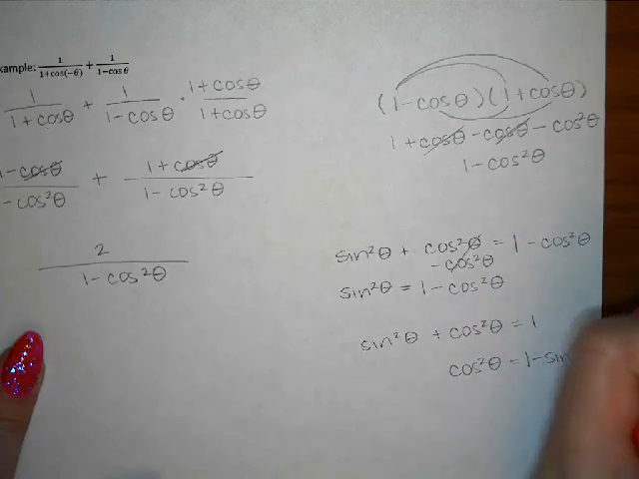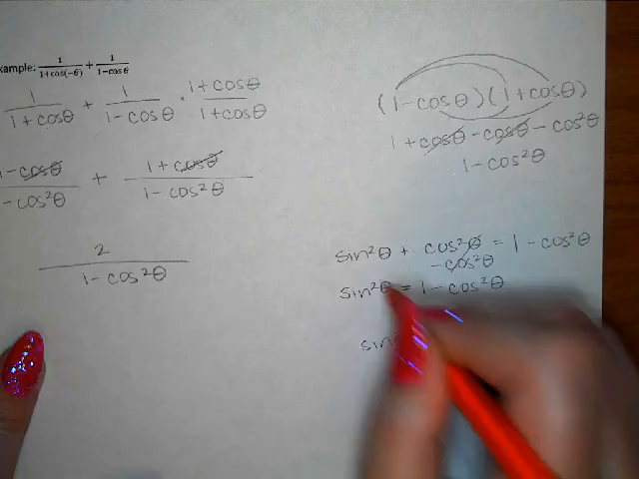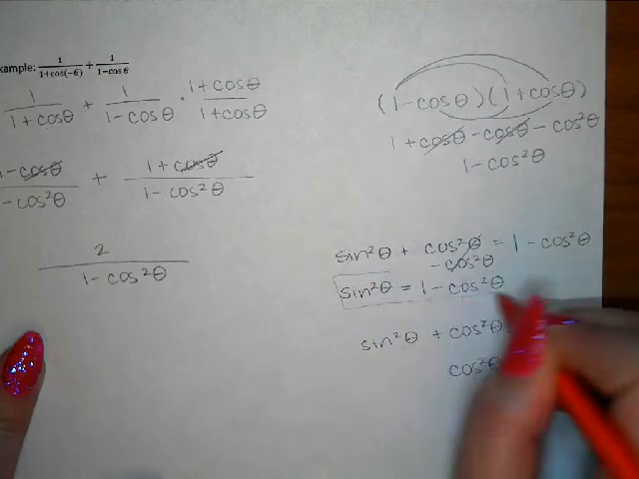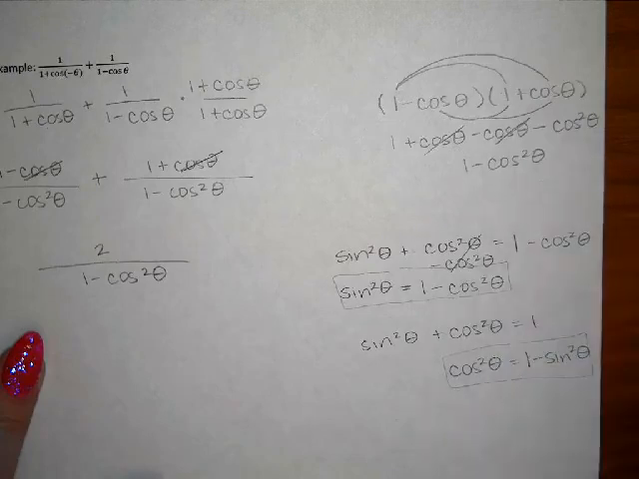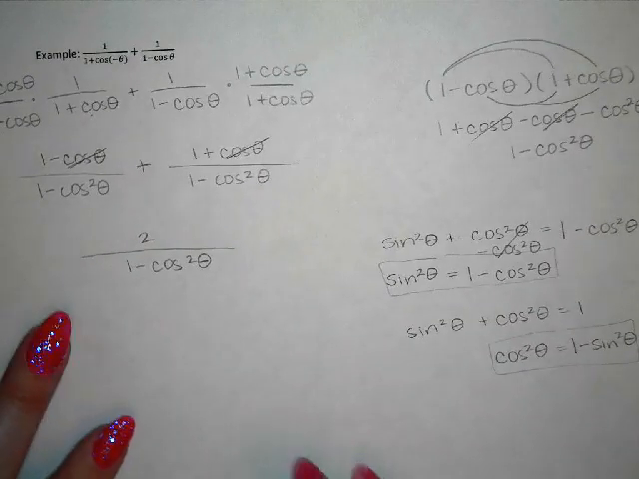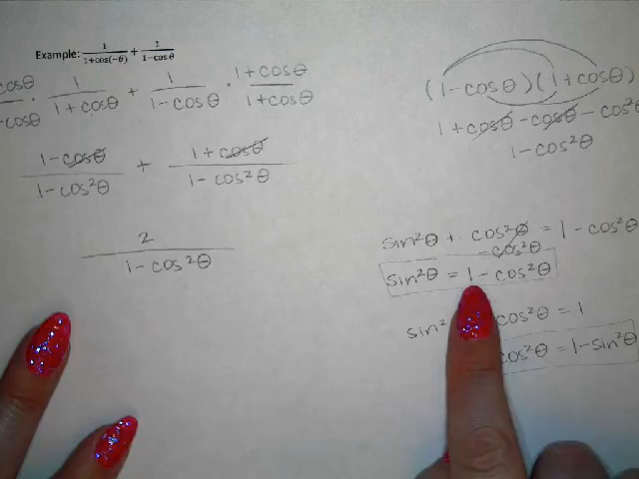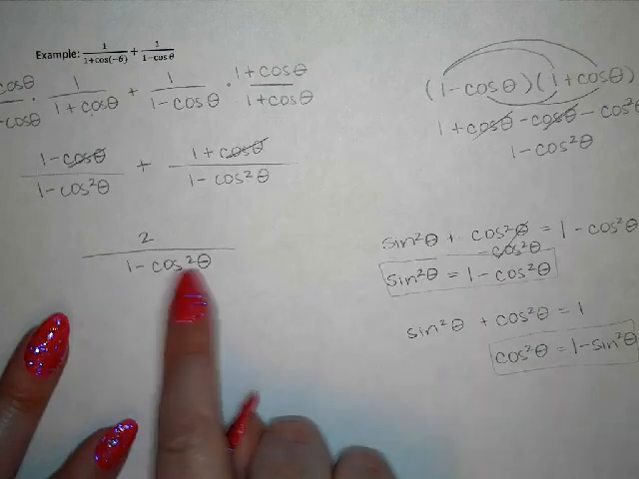So what happened here is I had 1 minus cos squared in the denominator, and I can now make a substitution. I can take the 1 minus cos squared out and replace it with the sine squared. So I have 2 over sine squared.